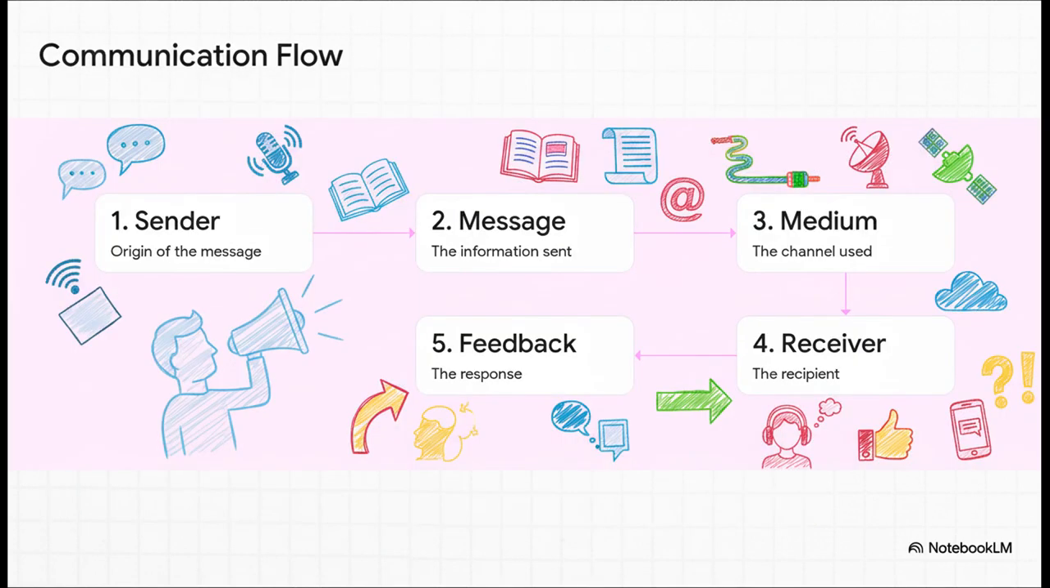And believe it or not, pretty much every bit of communication follows this same 5-step journey. It all starts with a sender who has a message. That message then has to travel through some kind of medium, whether that's the internet, a phone line, or even just the air between us. It gets to a receiver, and then, this is the crucial part, the loop gets closed with feedback, which lets the sender know the message was actually received.